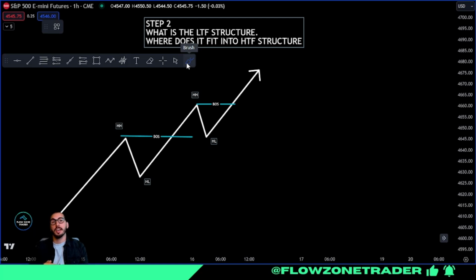Okay, so it's a chart, it's smaller than the higher time frame chart. That's the key here, okay? You're looking for alignment between the smaller chart and the higher chart.